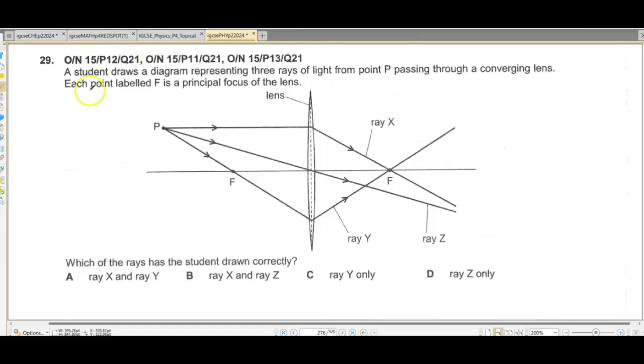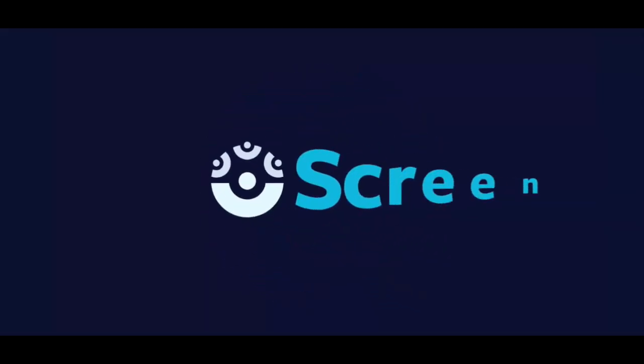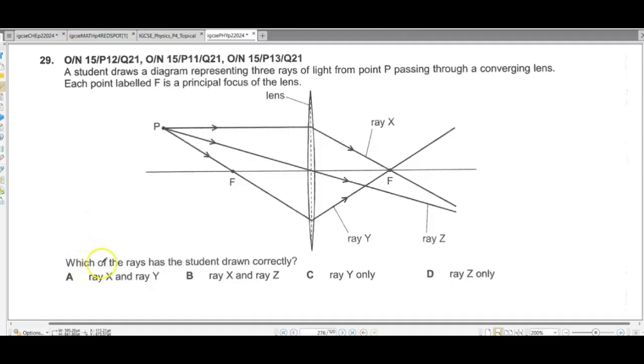Question number 29. A student draws a diagram representing three rays of light from a point P passing through a converging lens. Each point labeled F is a principal focus of the lens. Which of the rays has the student drawn correctly? Okay.